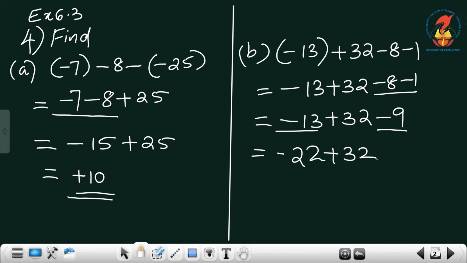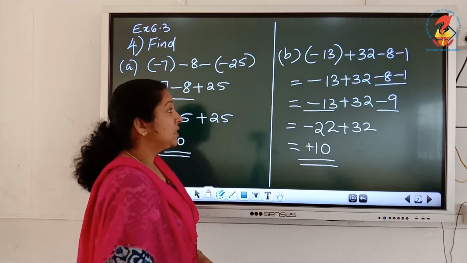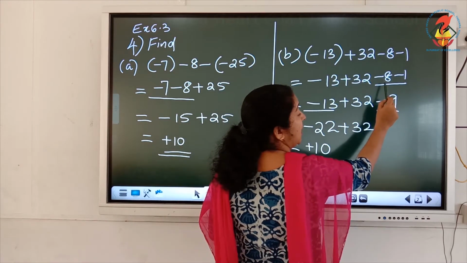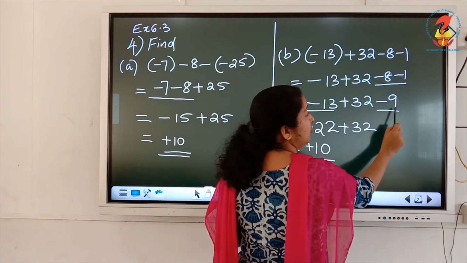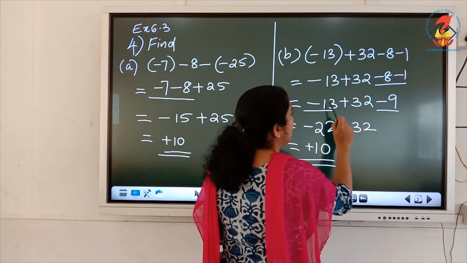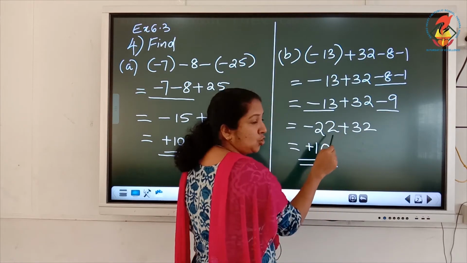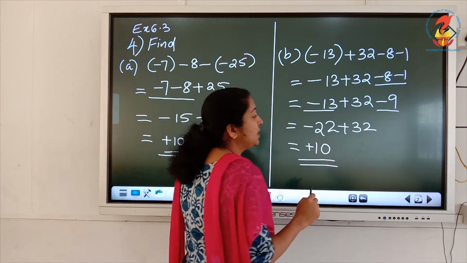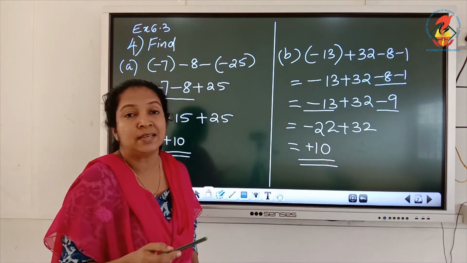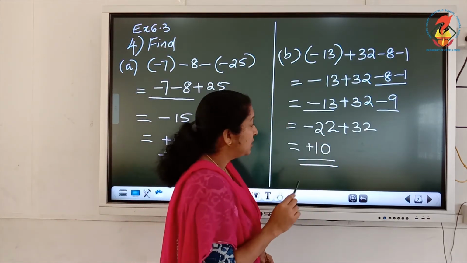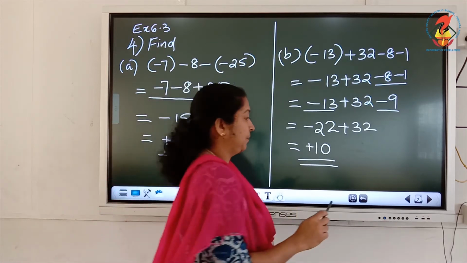So, two numbers of different sign. Take the difference between the numbers. 10 is the difference. And put the sign of the bigger number, plus 10. Let's explain this once again. I have done -8 -1 first. So, it is -9. Then I have combined -13 -9. It is -22. -22 plus 32. Two numbers of different sign. Take the difference, 10. And put the sign of the bigger number, plus.